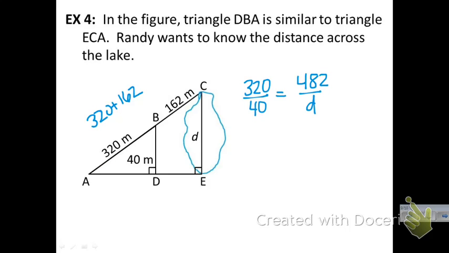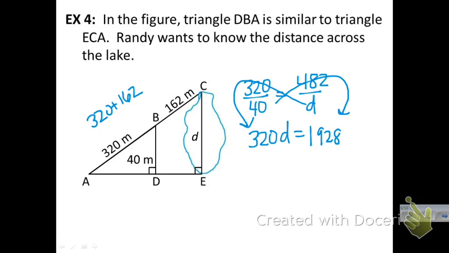Okay, from here we're going to apply that Hart method where we take 320 times D is equal to 40 times 482. This is 19,280. And then to isolate D, to get D by itself, we divide by 320. So D equals about 60.25 or 60 1/4 of a meter.